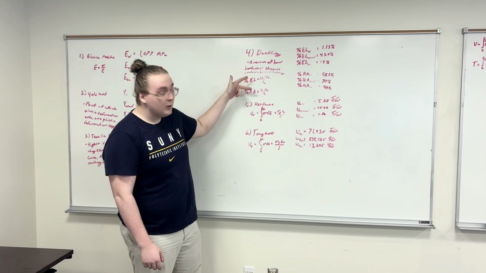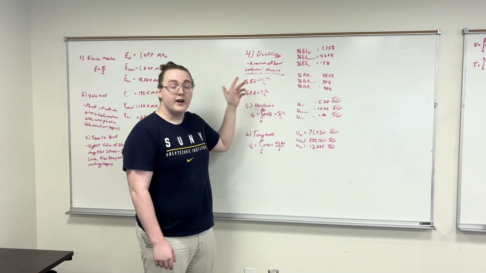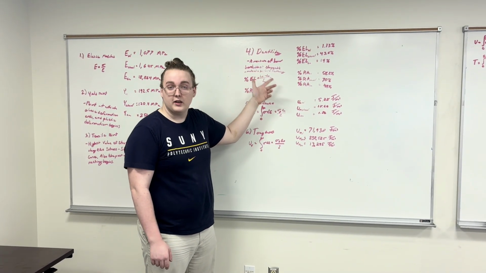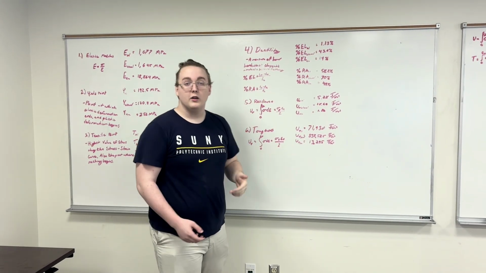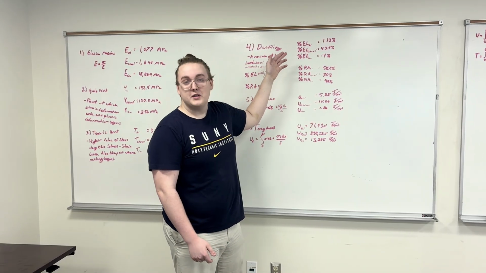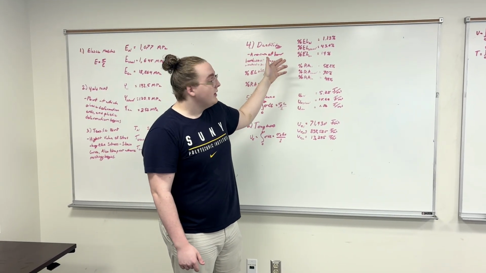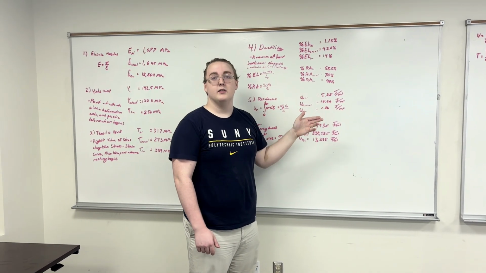These two have very similar formulas because they're both percentages. For percent elongation, you take the final length of the material minus the original length of the material divided by the original length of the material. This will give you a percentage of how long the object has been elongated. For aluminum, we had a 1.13% elongation. For steel, we had a 43.6% elongation. And for copper, we had a 14% elongation.